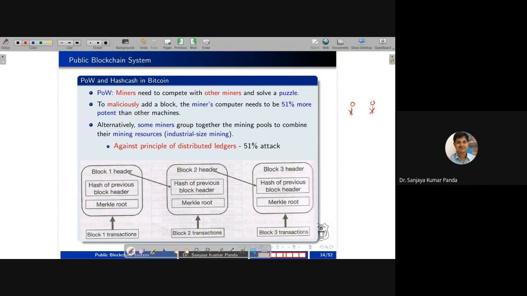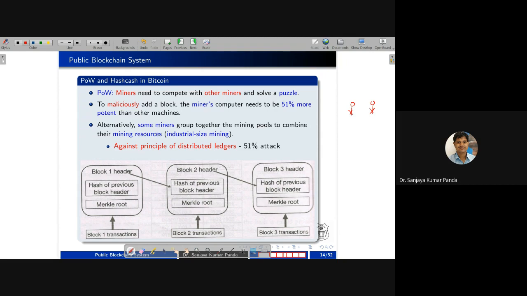So they can group together, and they can also do the mining process, which we call industrial size mining, where that total sum is around 51%. So they can do anything in the blockchain. But this violates the principle of the blockchain, especially the distributed ledger, which we also call a 51% attack, right? Because if 51% is compromised in the blockchain, then the entire blockchain can be compromised, right?